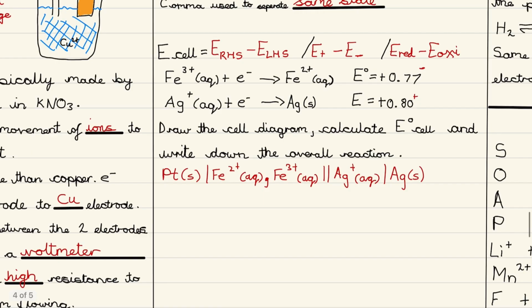Then to work out the E cell, I could use any one of these formulas here. So when I talk about E right hand side minus E left hand side, I'm talking about this side take away this side. So it would be 0.80 take away 0.77. I could also use this formula, which is the positive one take away the negative one. So once again, 0.80 take away 0.77. Or I could also think of it as E reduction take away E oxidation.